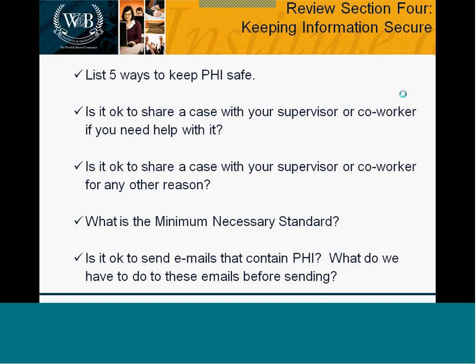Obviously, I wouldn't want to have a conversation with a coworker in the lounge saying, I talked to John Smith in Pittsburgh, Pennsylvania today about his kidney disease and he needs his medications today and he doesn't have any insurance card and that kind of stuff. So we don't have to go that far. Is it okay to send emails that contain protected information? The answer is yes, as long as we have some method of encryption.